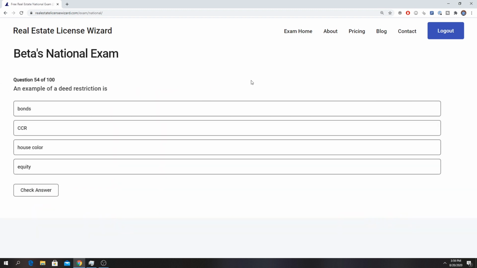All right, 54. An example of a deed restriction is, and it gives us 4 options. Is it bonds, CCRs, house color, or equity? All right, so think that one over, and I'll give you guys the answer in a couple. Did you guys come up with it?